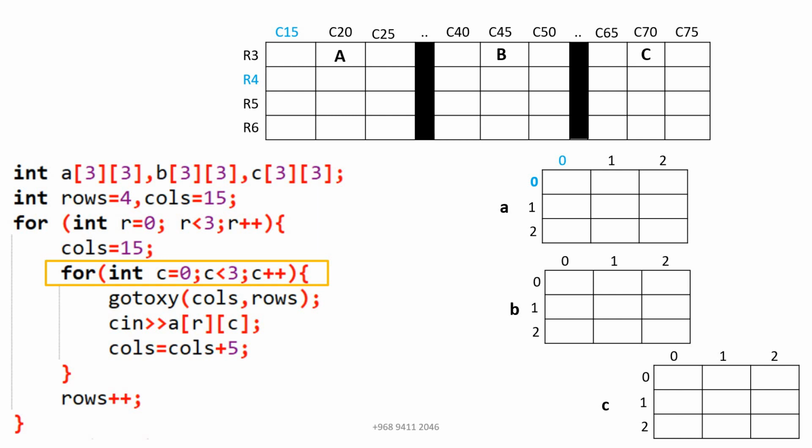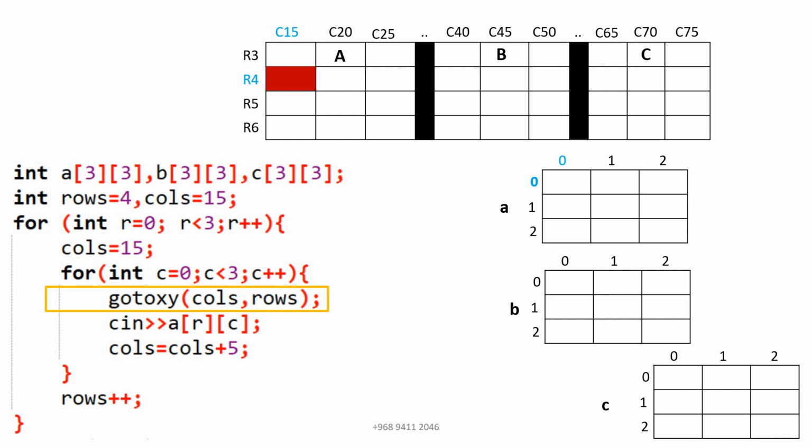For int C equal to 0, this is used to control the index number of array A. For int C equal to 0, this is another variable used to control the column position in the array index. Next, gotoxy columns and rows. Columns means C15 and rows means R4.